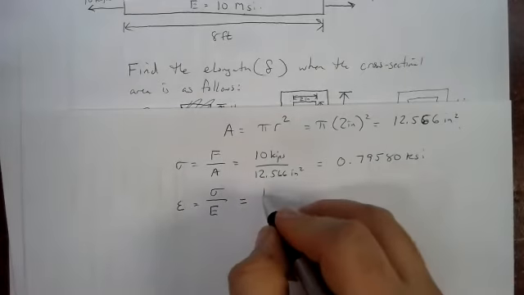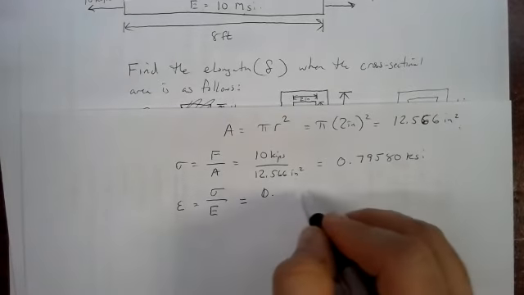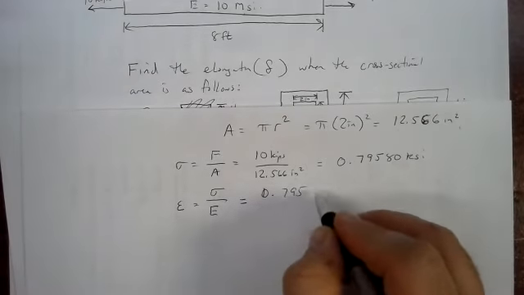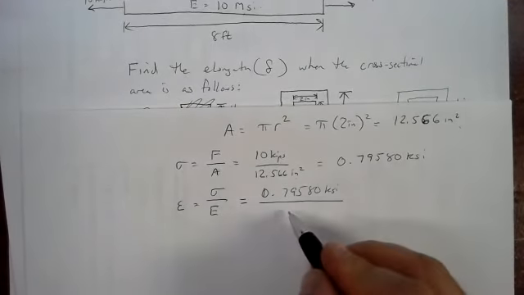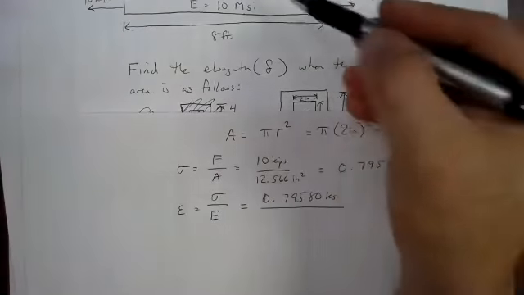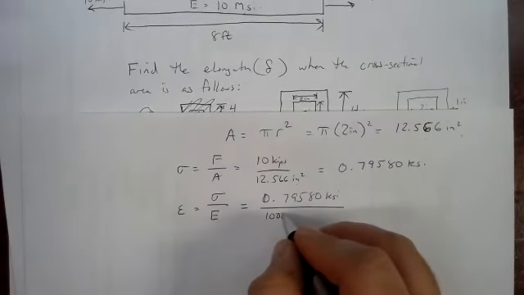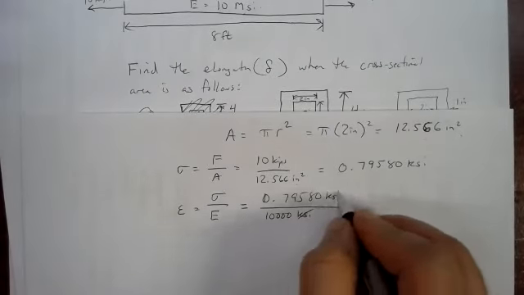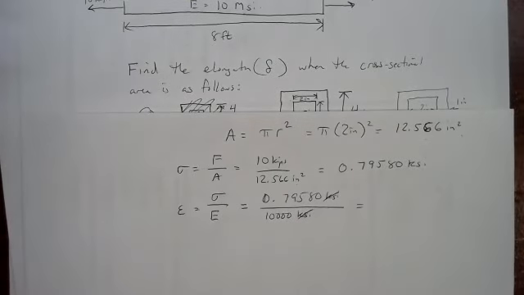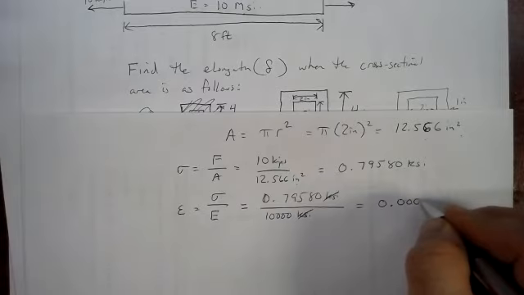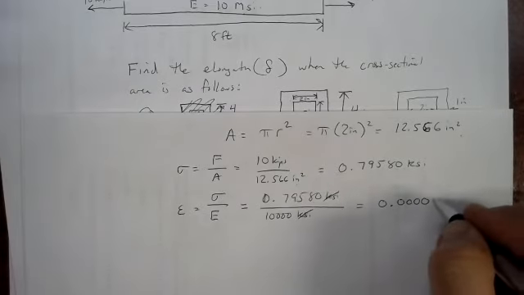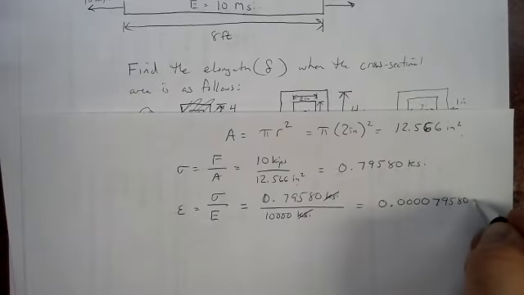So we've got our stress, 0.79580 KSI. Remember, we've got to make the units match, so we can't just plug in 10 MSI. It's got to be 10,000 KSI, so those will cancel out. And there we get, written out in full format, 4 zeros and 79580. And that's inches per inch or feet per feet.